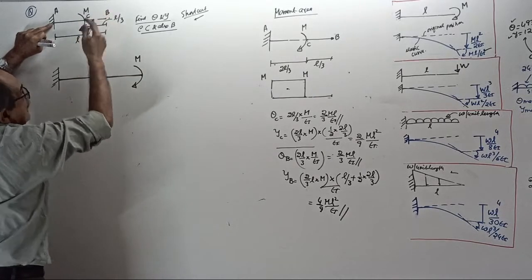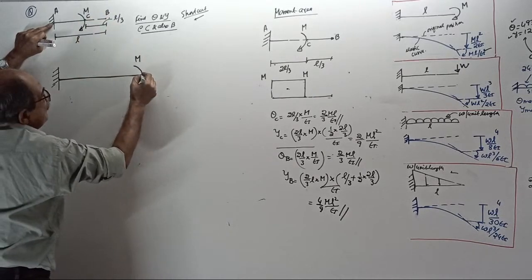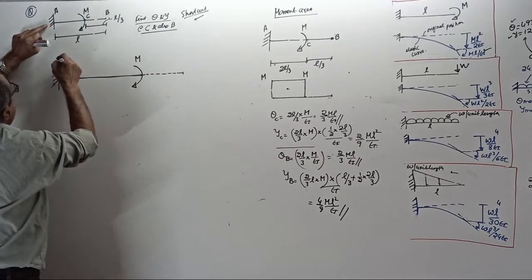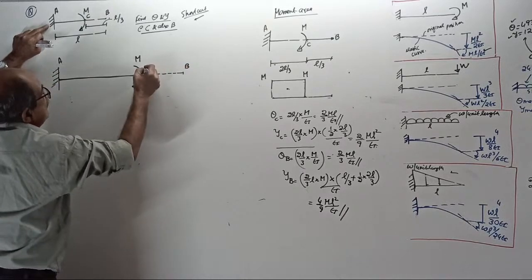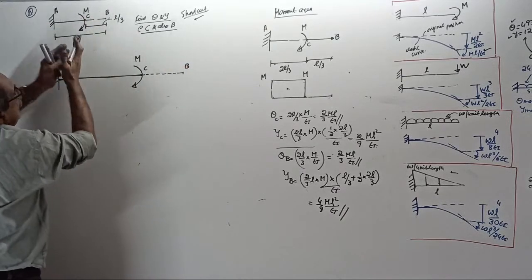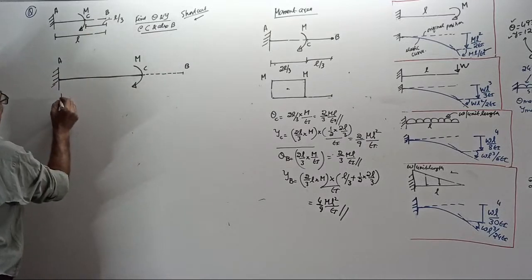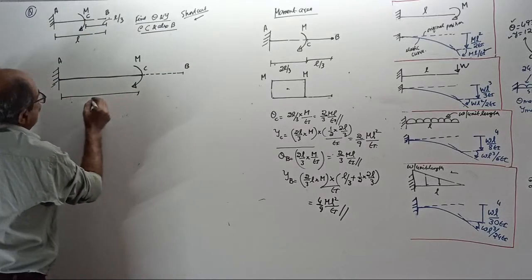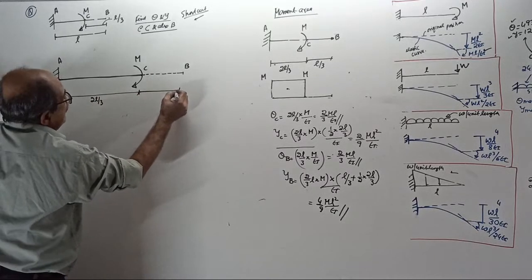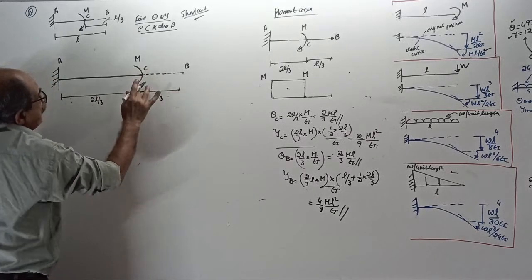After C up to B, there is nothing. Do one thing, put a dotted line. So A, B, C, this way, right. Distance, right, because I am putting a big sketch here. So this is 2L by 3, this is L by 3. Remember, this is that point Q now.